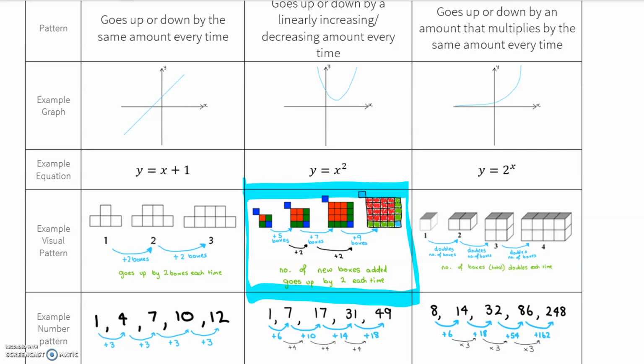So then if you worked out the increase of the increase down here, you can see that the increase is increasing by 2 each time. So it's like a double layer on the linear. The increase is increasing by the same amount every time. And that's why we say it's linearly increasing, because like we said before, linear means the same amount each time. So the increase is increasing linearly. And it could also be decreasing linearly as well. That also counts as a quadratic.